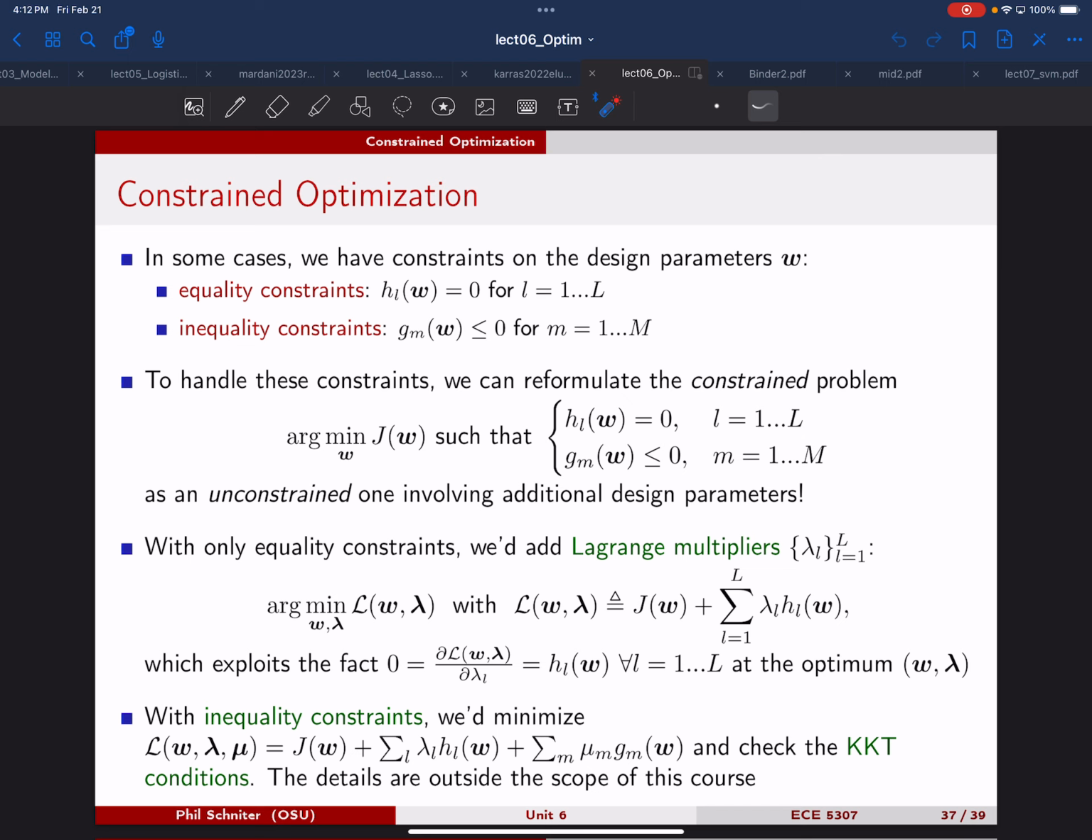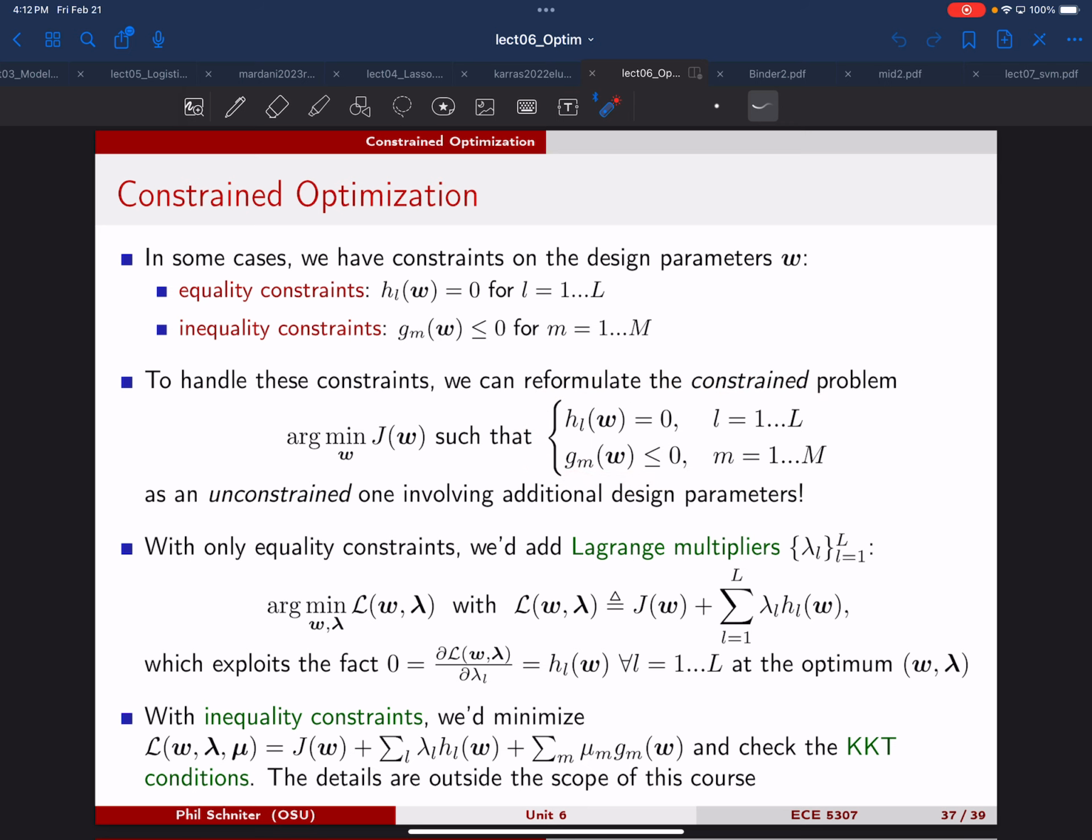And then another thing that you could have is inequality constraints. So here we have capital M different inequality constraints. Each one is that some function G_m operating on your parameters must be less than or equal to 0. So those are a couple of constraints you can imagine. And when you combine those with your optimization problem, you're trying to find the minimizer of some cost subject to all these constraints being in effect.